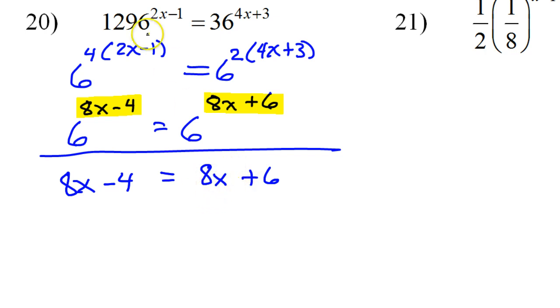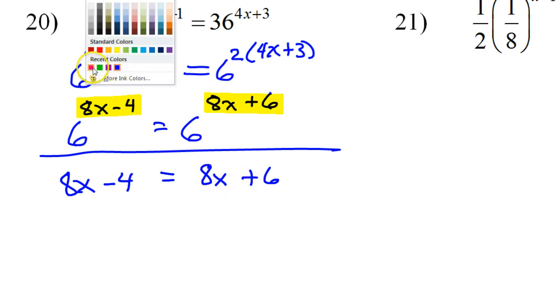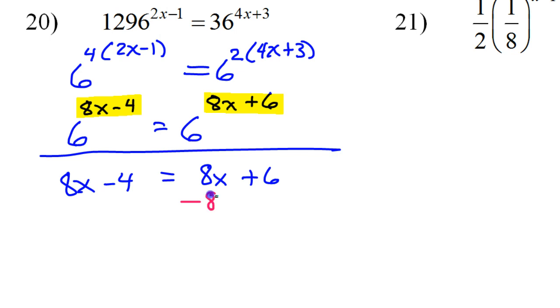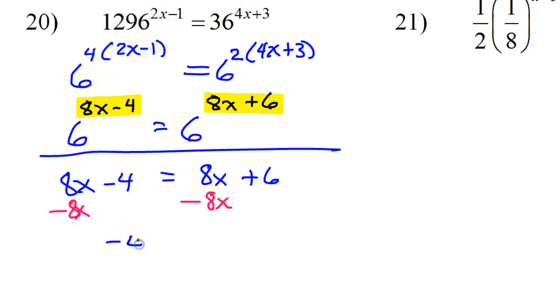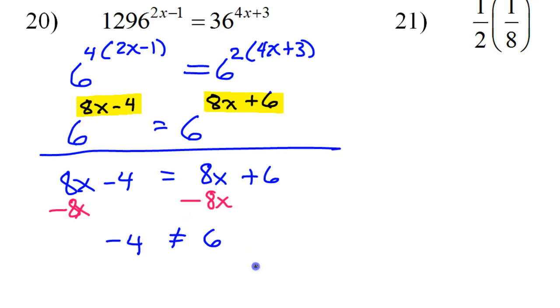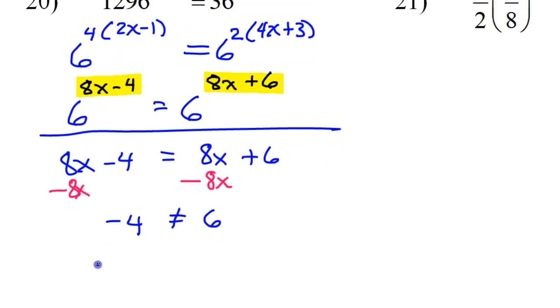If I try to subtract 8x from both sides, like I normally would, both 8x's cancel out. All right, so I have no more x's. So I'm left with this statement. -4 is equal to 6. And that's just not true. -4 does not equal 6. So when the variables cancel out and you get a false statement, that's how you know that there is no solution.